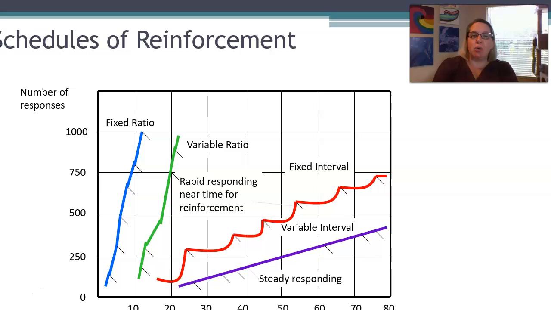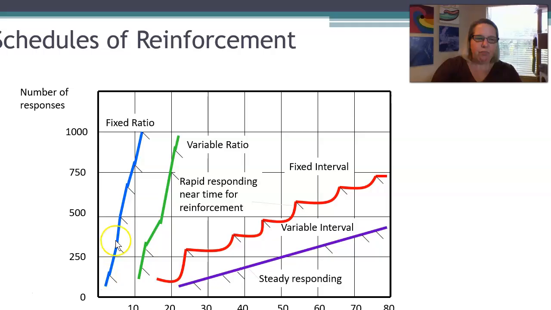All right, so this graph shows you how well the schedules of reinforcement work. It just gives you an idea. On the side of the graph here, we have the number of responses. So this could be the number of events that are happening, let's say times I check homework. And down here across the bottom is the time in minutes, but this could be minutes, it could be days, it could be months.